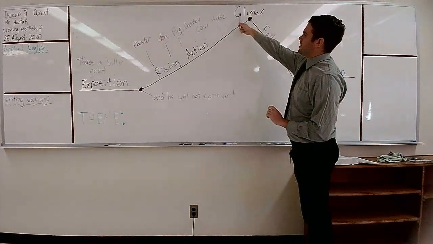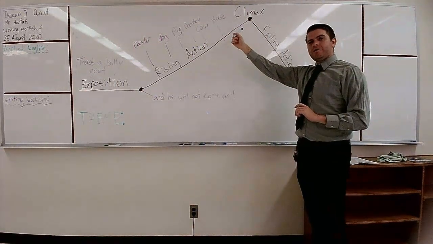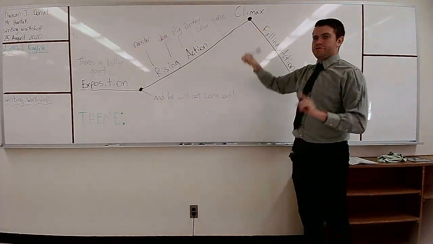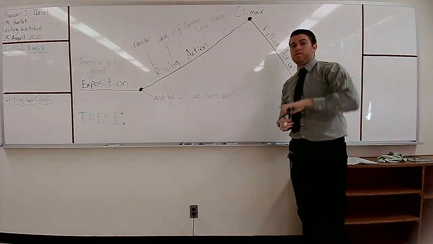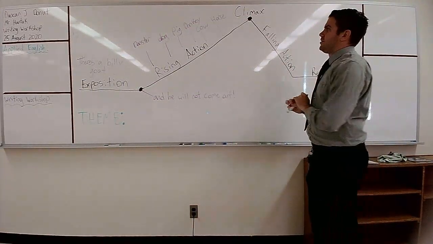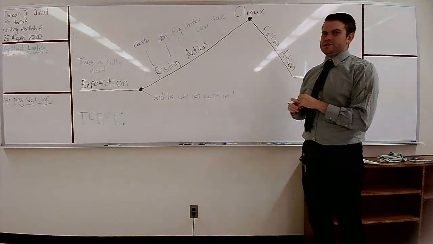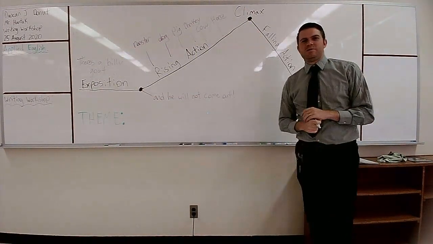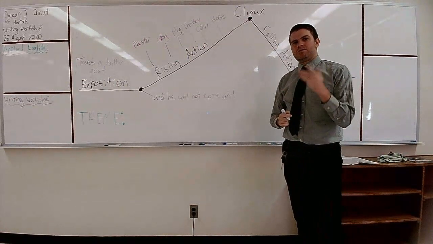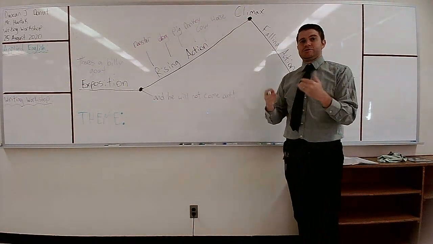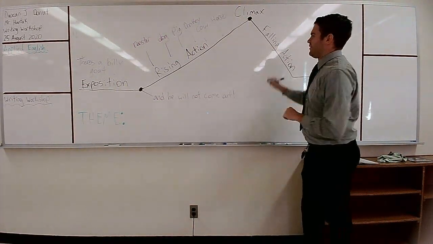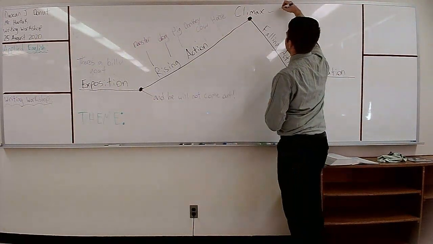Until you get to the climax. Now, as a reminder, the climax of a story is usually one point, one moment, just one event within the story. And we have to think about what causes a change in this story. Remember that the climax can also be called the turning point. So there's something in this story that changes the action dramatically. And that point in this story is when the bee shows up.